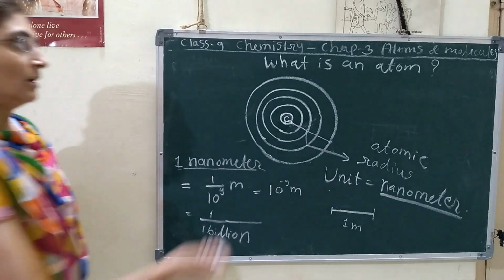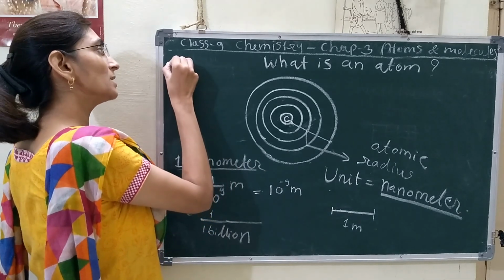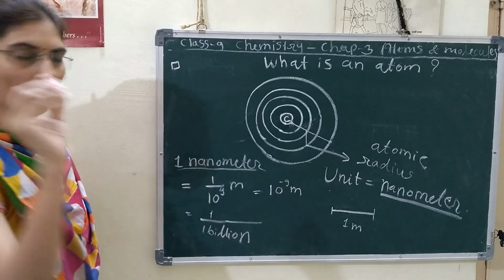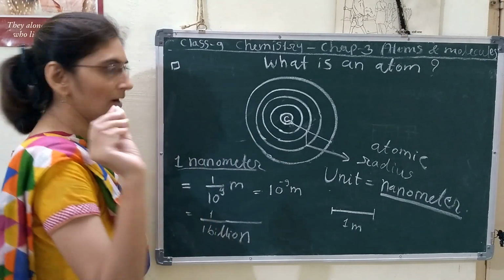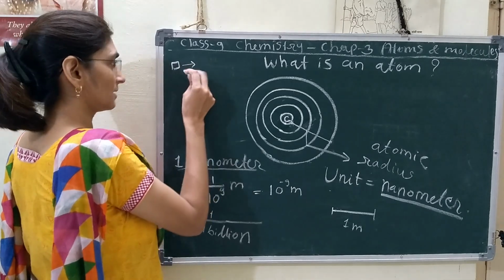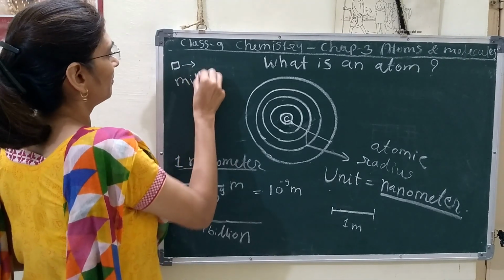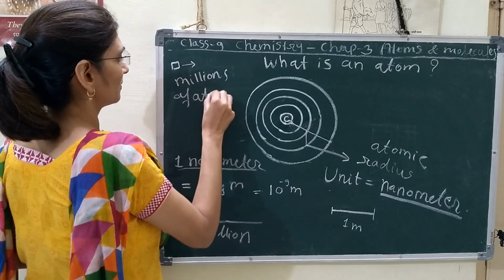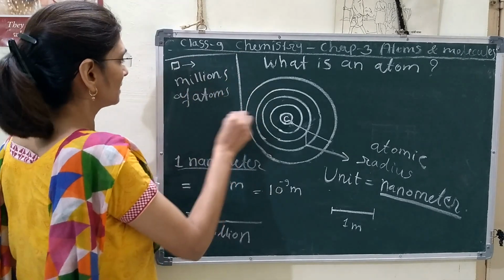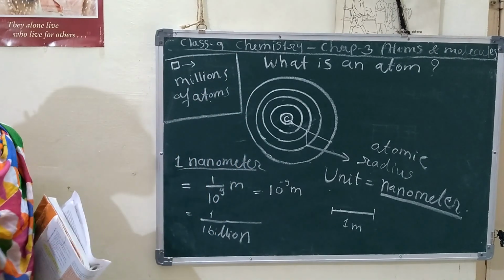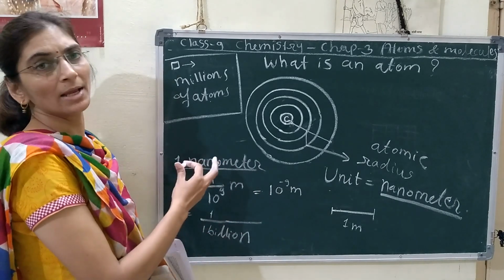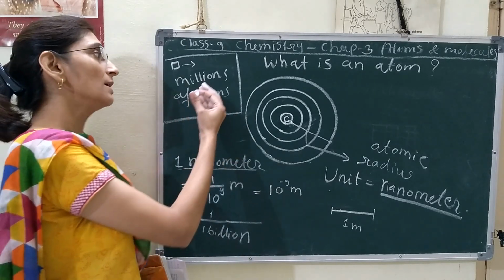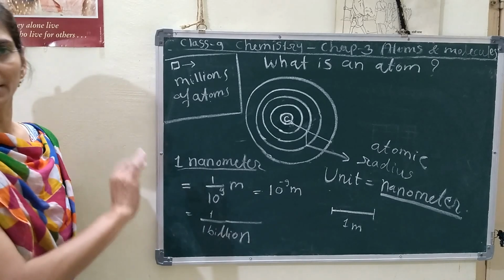So, from that we can understand how small the atom is. A small single particle of this chalk or sugar consists of millions of atoms. So we can't see it with naked eyes; we have to use a very powerful microscope for seeing the atoms and for studying the atoms.